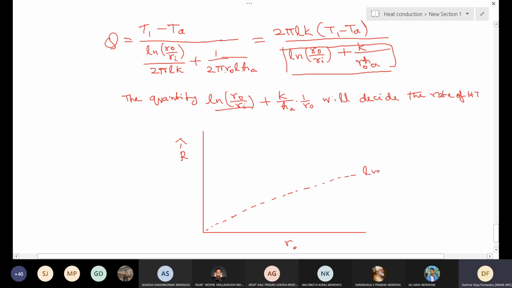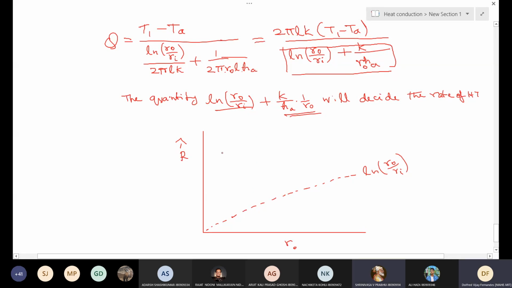So this is ln R0 divided by Ri. Whereas, okay, K by HA, so where will it start? Tell me, this quantity, where will it start? ln R0 by Ri won't start from 0. It will start from here.